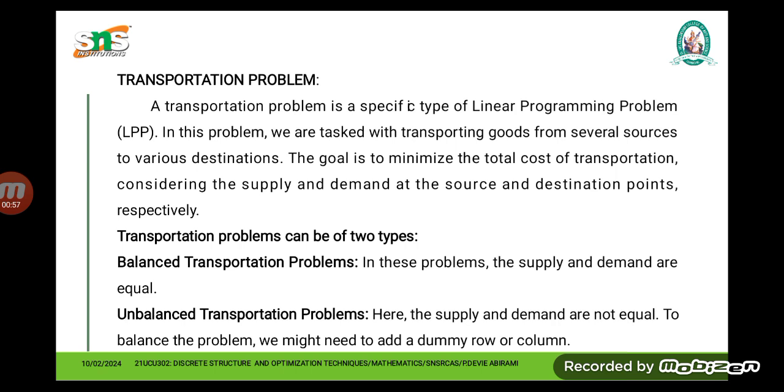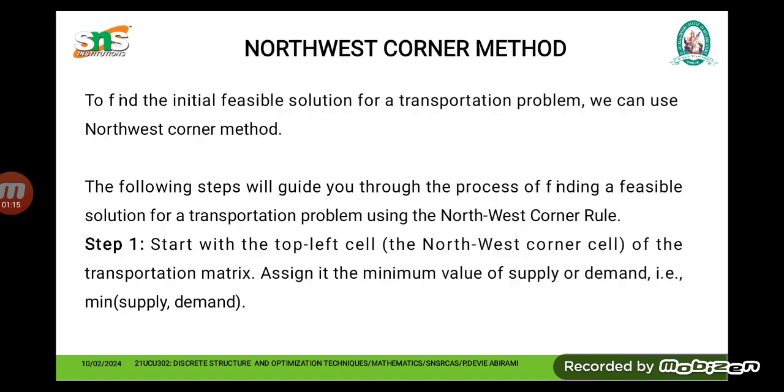We cannot solve an unbalanced transportation problem, so we are going to convert unbalanced into balanced by adding a dummy row and column to our problem. Then our problem will become a balanced one and we can solve it using several methods. There are so many methods in transportation problem. My first method is northwest corner method.